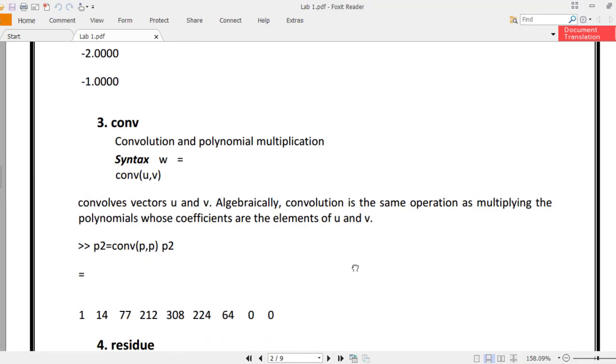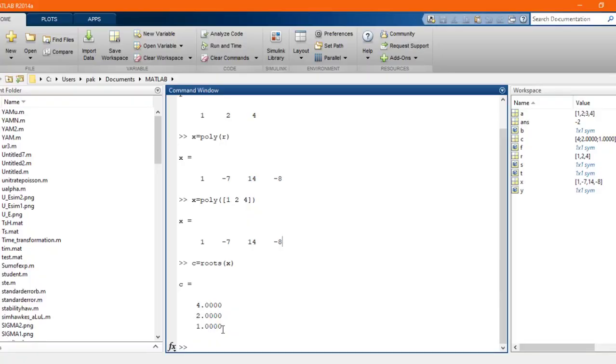Number 3 is the convolution and polynomial multiplication. If you need to convolve 2 vectors u and v, you will just use conv. That's, I guess, some mistake over here. This P2 should be here. That means that P2 is basically multiplying a vector P with itself. So you can do it, as well as you can use the asterisk command.